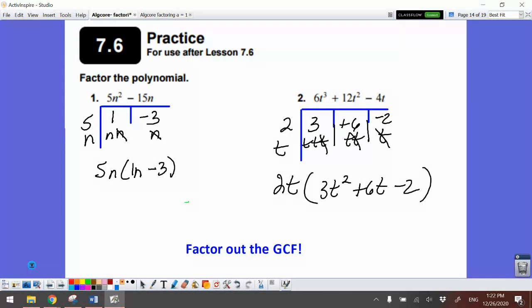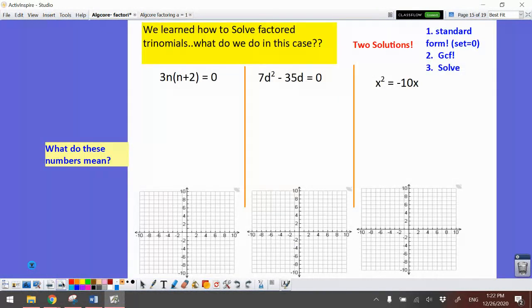So that process is really important, because what's going to happen is our GCFs allow us to solve these equations. And we're actually solving what's called a quadratic. And we're going to get two solutions, okay? We're going to get two solutions. So the first thing that has to happen is they need to be set equal to 0. So you can see my first problem, it's already set equal to 0. The second one is set equal to 0. The third one is not. We'll get to that one in a minute. So then I'm going to factor out a GCF, and then I'm going to solve.